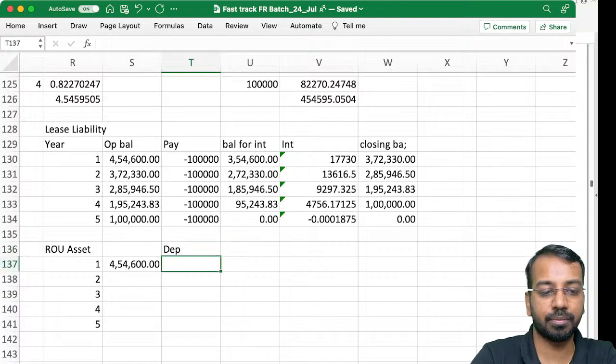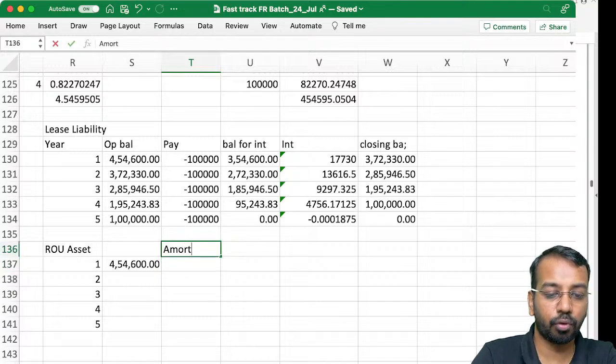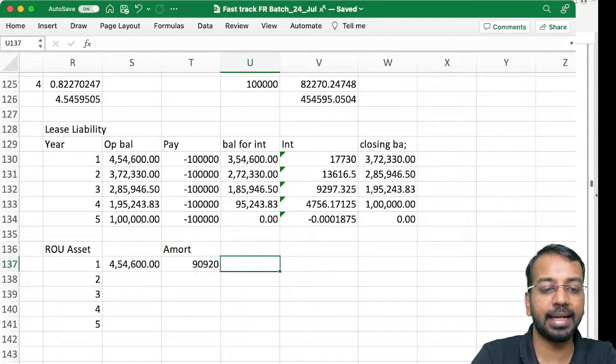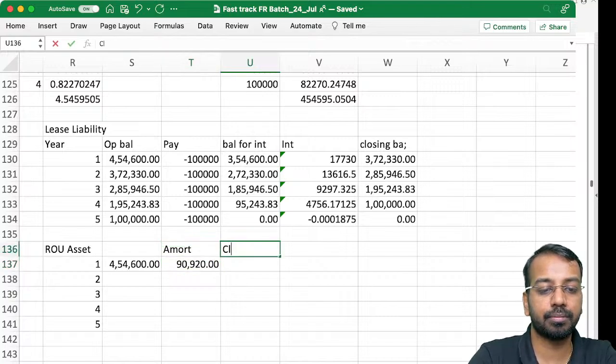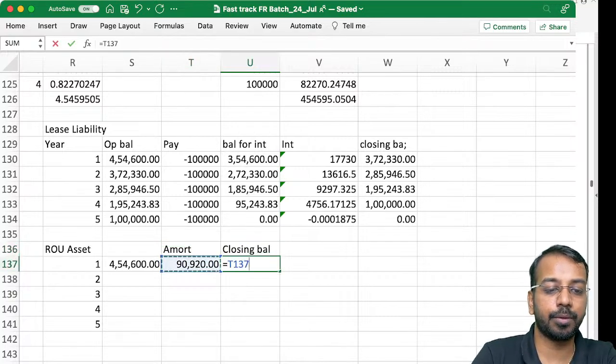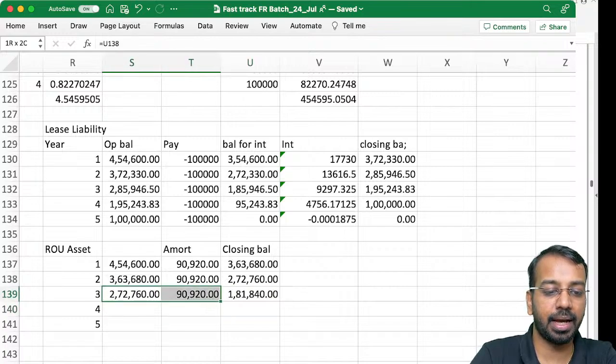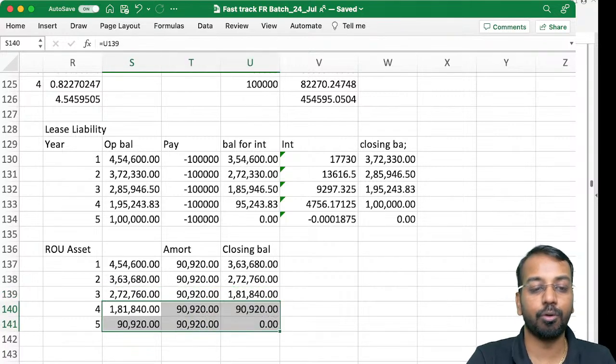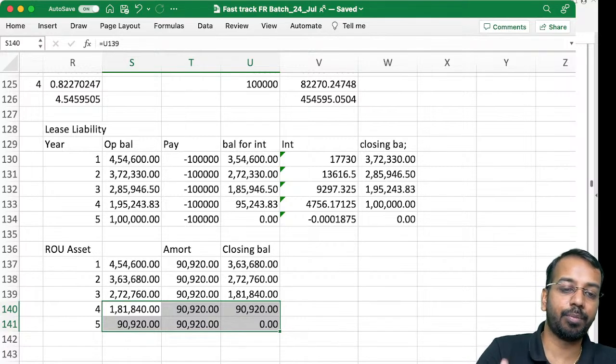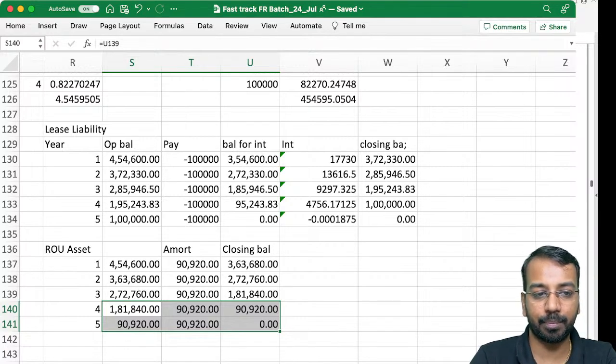Depreciation or amortization: 454 divided by 5, that is 90,920, and the closing balance is 454,600 minus 90,920, then 272. So like this you keep on doing. At the end of the 5th year, this will also become 0. Okay, this is how you prepare the schedule or the table the first time.